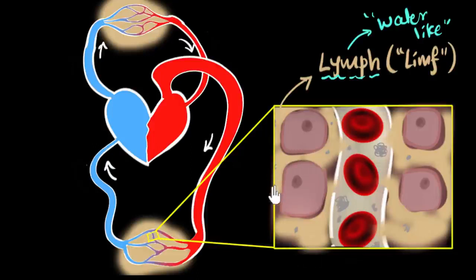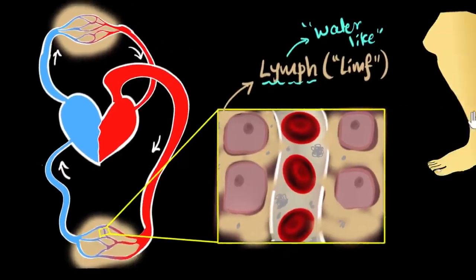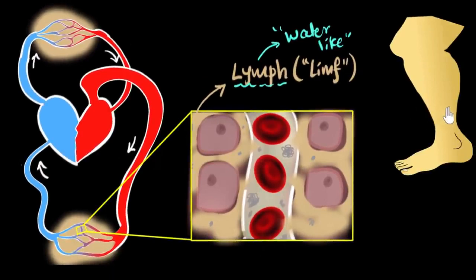Secondly, as this lymph starts getting accumulated within our tissues, it starts pushing on the cells and the tissues start getting puffed up, and that causes swelling. That means our organs will start swelling up. That's one of the reasons why in elephantiasis our limbs swell up. This is because of the accumulation of the lymph over there.